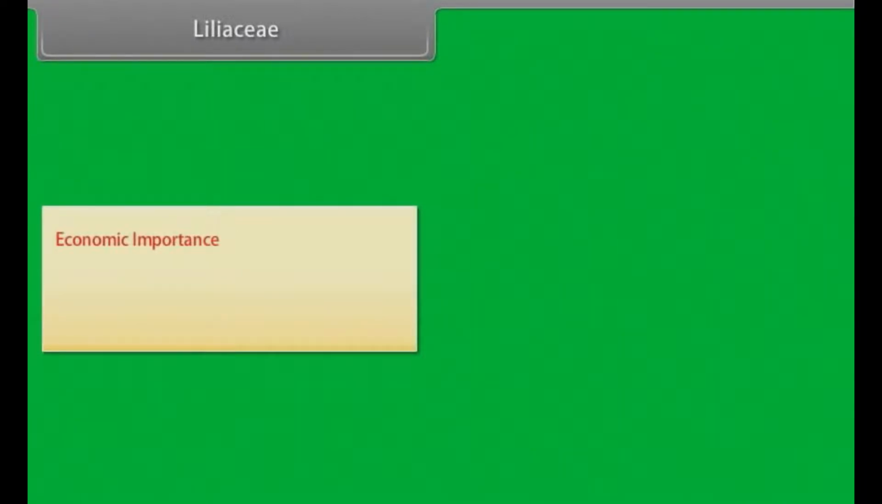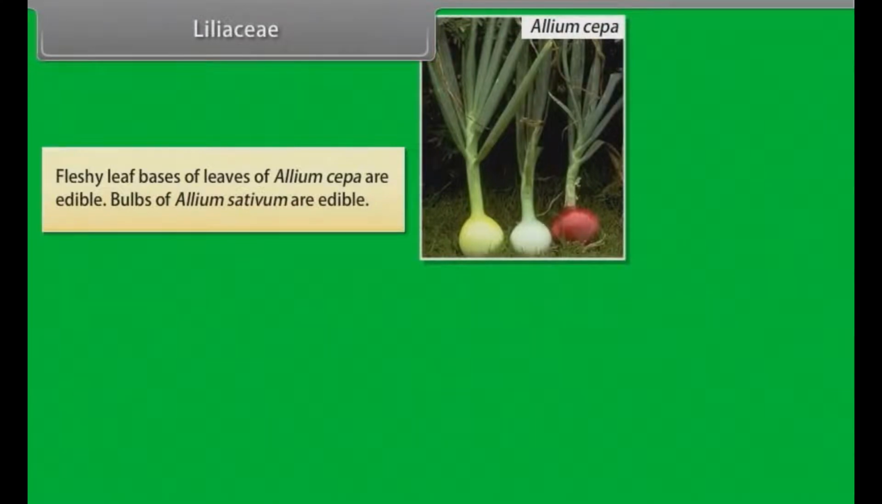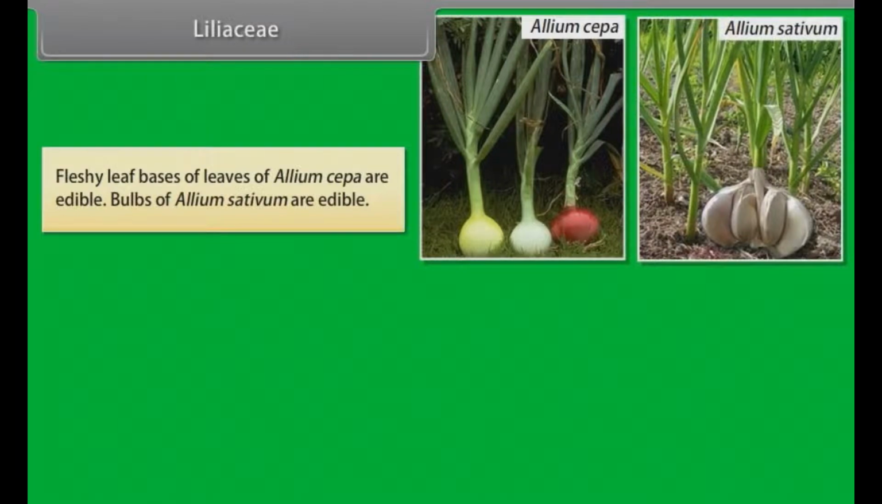Economic importance. Many plants belonging to this family are good ornamentals, for example, Tulipa, Gloriosa, Lilium, Aloe, Ruscus, Asparagus, Yucca, Dracaena, etc. Fleshy leaf bases of leaves of Allium cepa are edible. Bulbs of Allium sativum are edible.